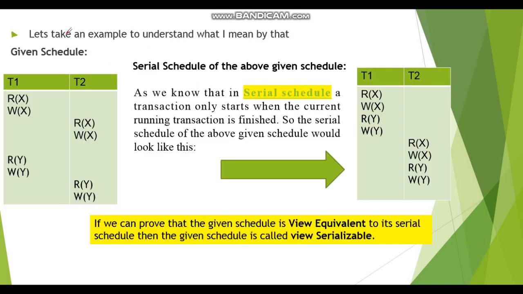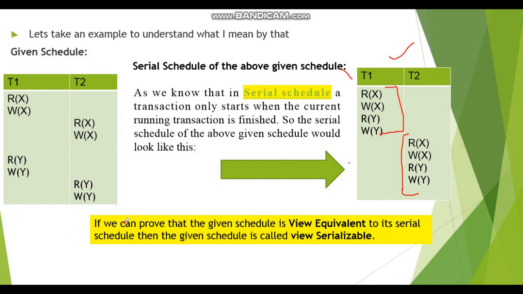Now this is the example. Let's take an example to understand what I mean by that. Given this is the schedule having transactions T1 and T2 with certain read and write instructions. Then for this non-serial schedule, this is my serial schedule. The serial schedule of the above given schedule is this, right? As we know, in a serial schedule, a transaction only starts when the current running transaction is finished. So if this transaction finishes execution, only then is this one starting, right? So the serial schedule of the above given schedule would look like this.